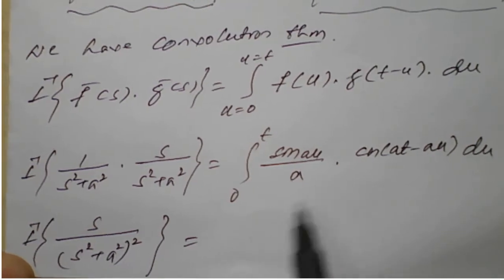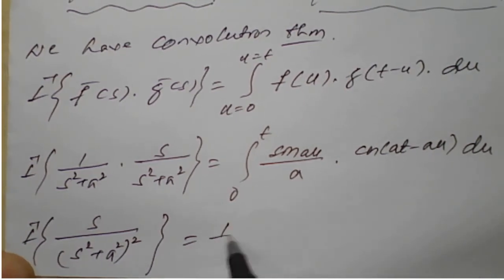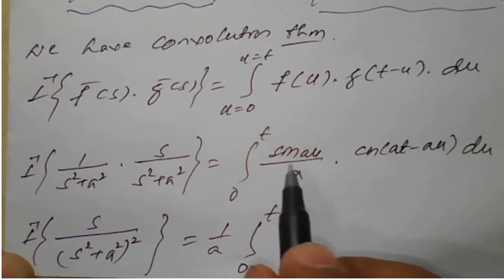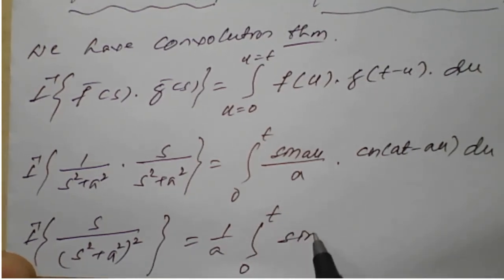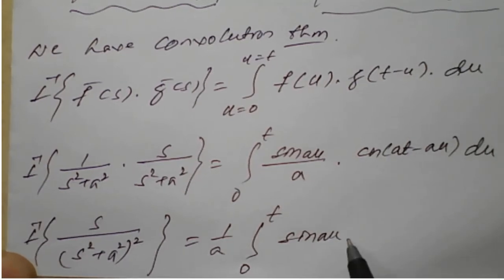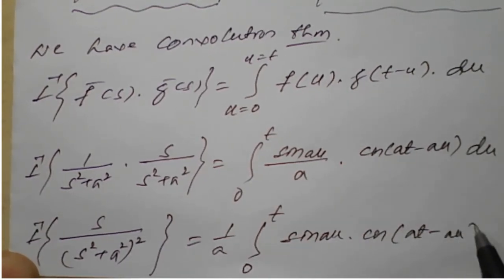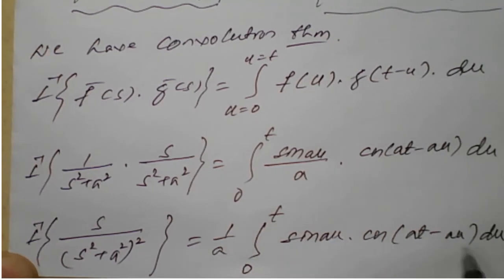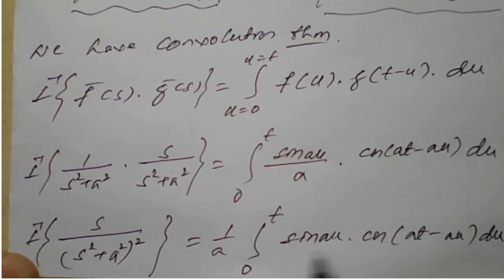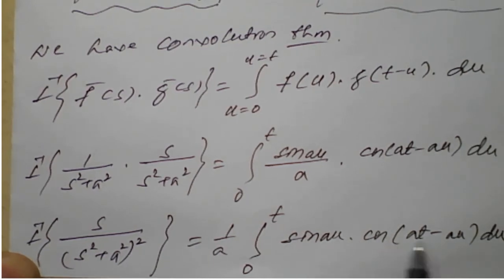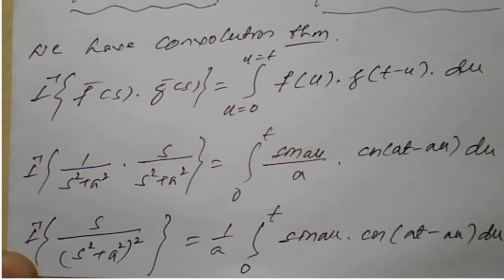So on the right hand side, the constant is 1 upon a, integration from 0 to t of sine of au into cos of at minus au into du. So we cannot apply the integration directly. First we'll apply the sine a into cos b formula, then we'll integrate. So what is sine a into cos b?